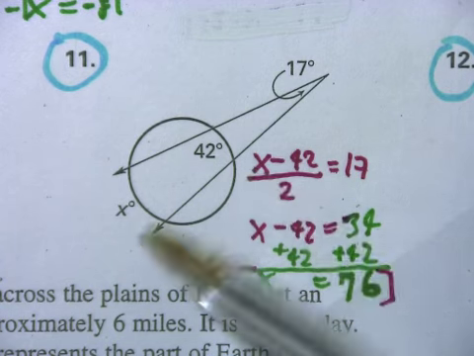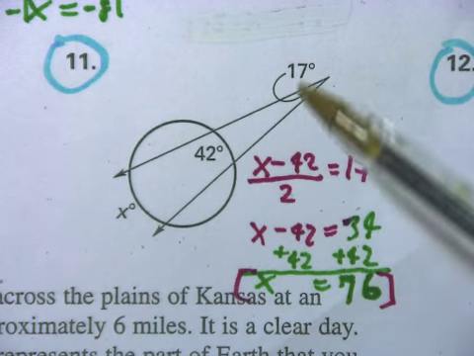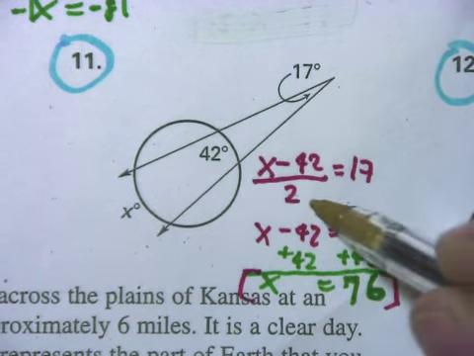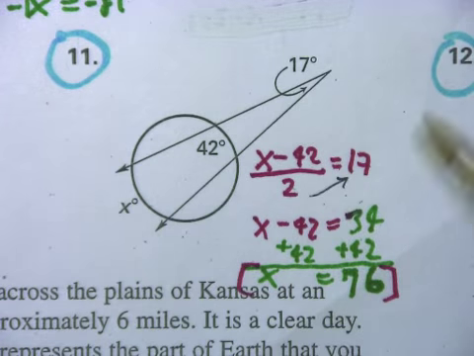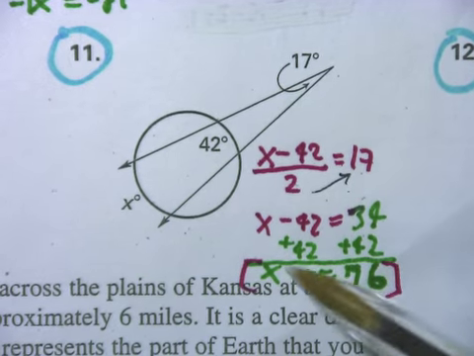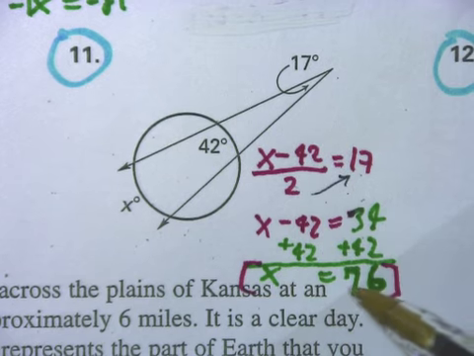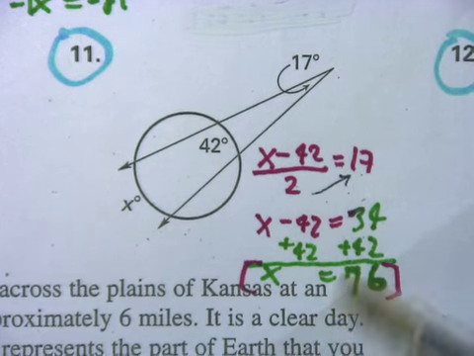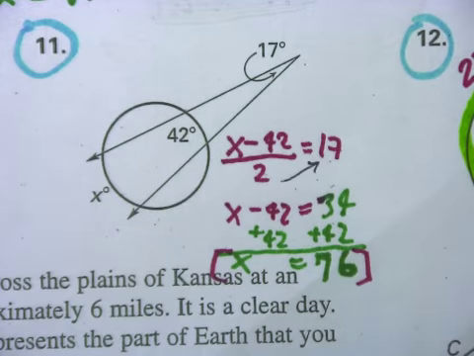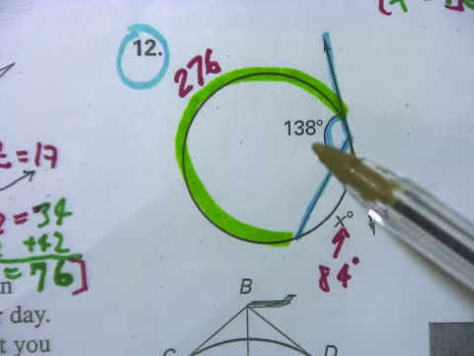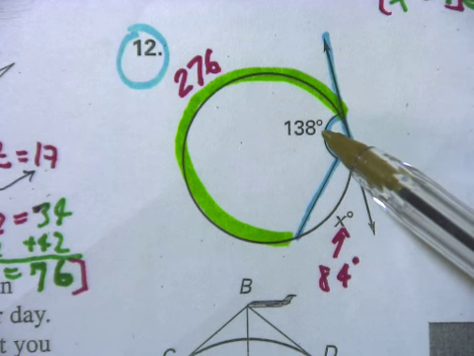Looking at the next to last question, number 11. Again, we have the same scenario again, where this is x, this is 42. They give me one arc. I know then that if I subtract these two arcs and divide by 2, I should get the angle. I multiply my denominator to get rid of it. So 2 times 17 is 34. X minus 42 is 34. Add 42 to both sides, and x is equal to 76.